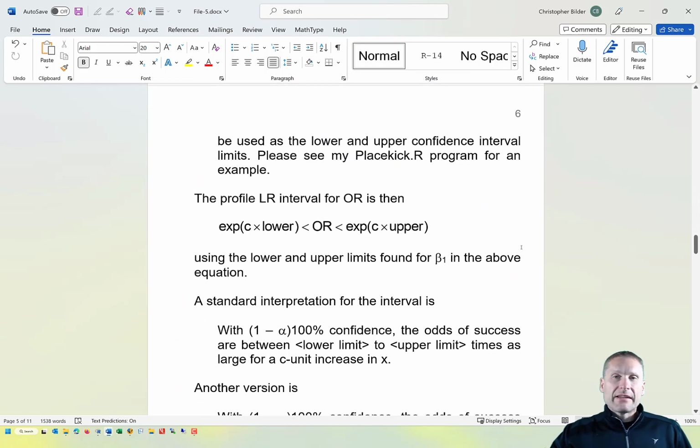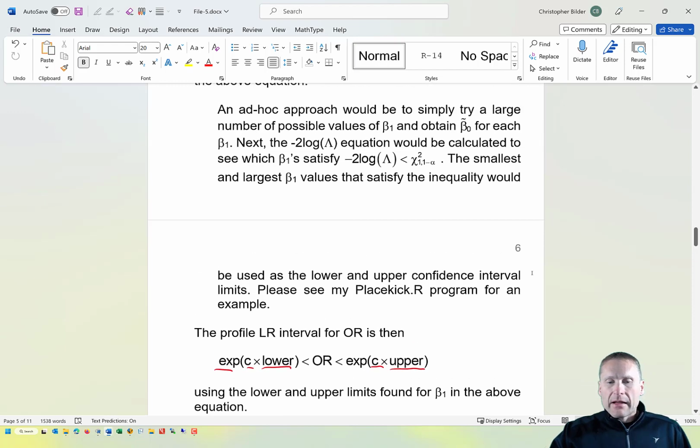So that I get my interval for beta 1, let's call the lower limit "lower" for lack of a better name, and the upper limit "upper" for lack of a better name. I take it times c, and then I apply the exponential function transformation with it. Okay.